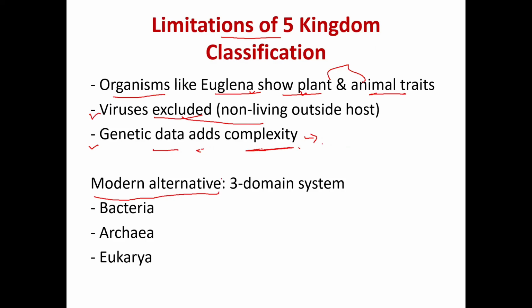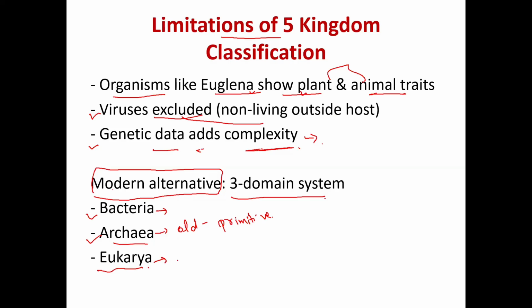So modern alternative, the best approach to classify, is the three domain system. Bacteria, all kind of bacteria included in bacteria domain. Archaea, the oldie bacteria, which is very old primitive cell type, comes under category of archaea. Eukaryotes like having a well-developed nucleus, membrane bound organelles, chloroplast, these things.